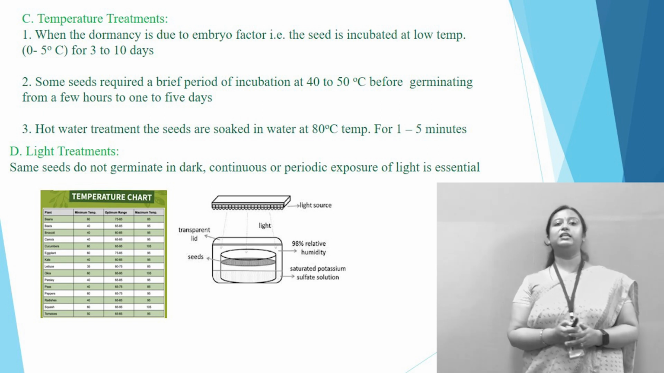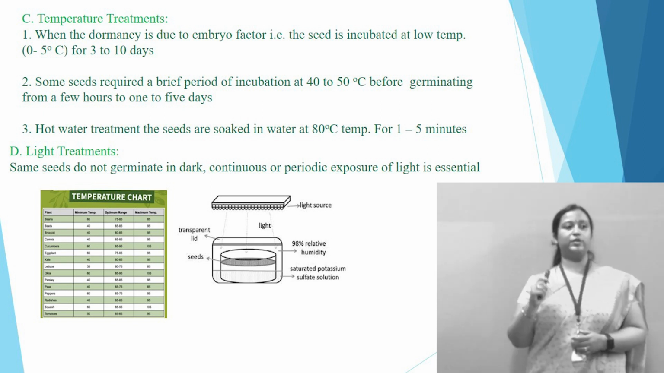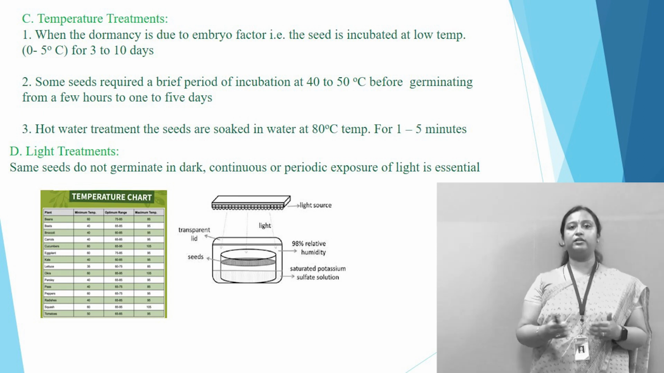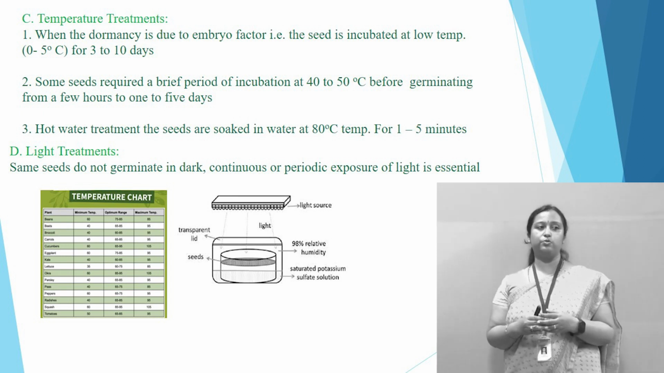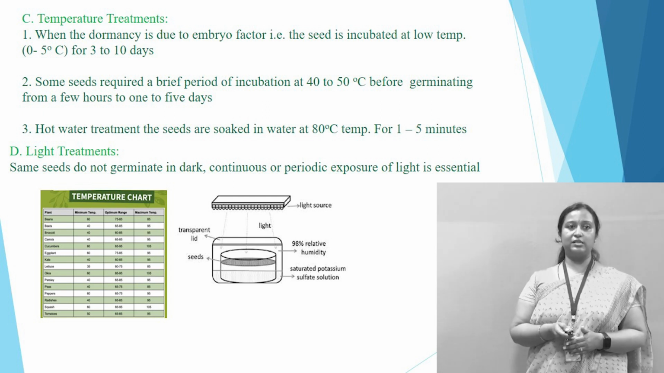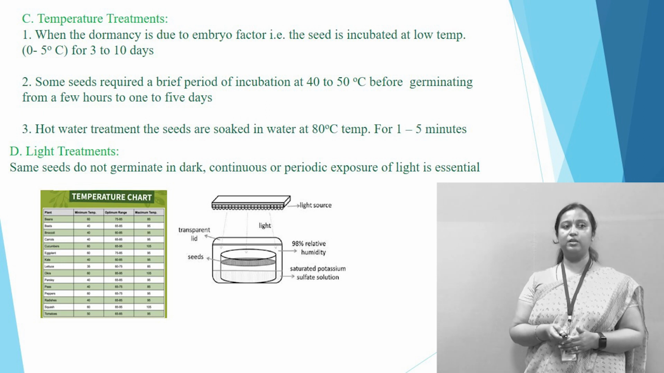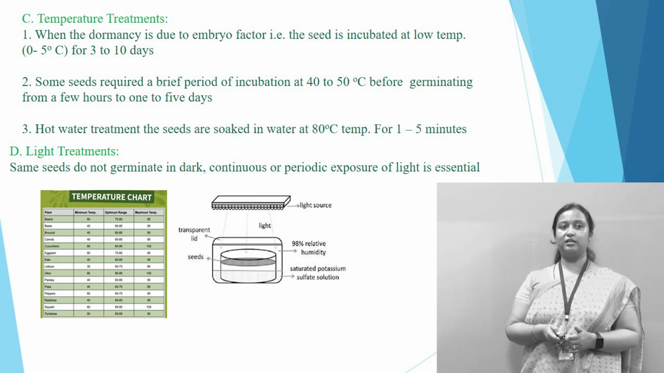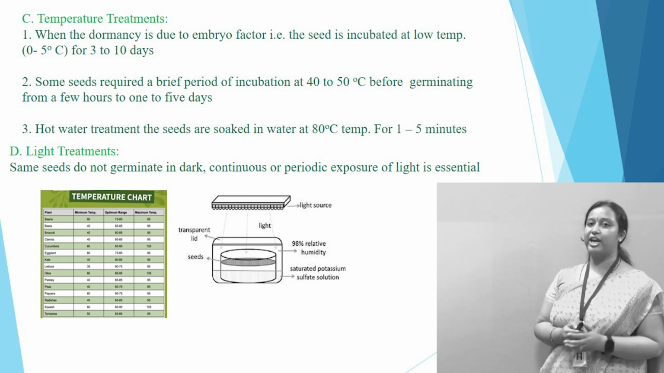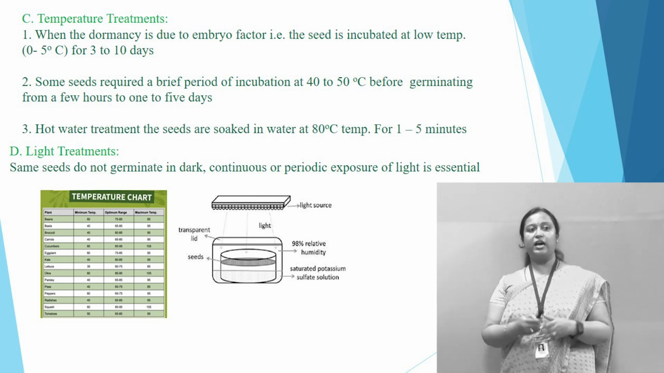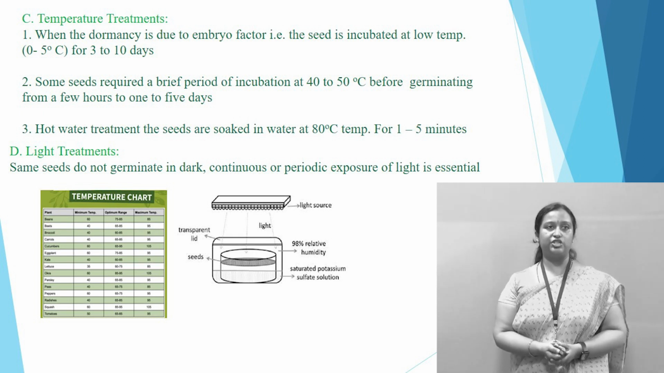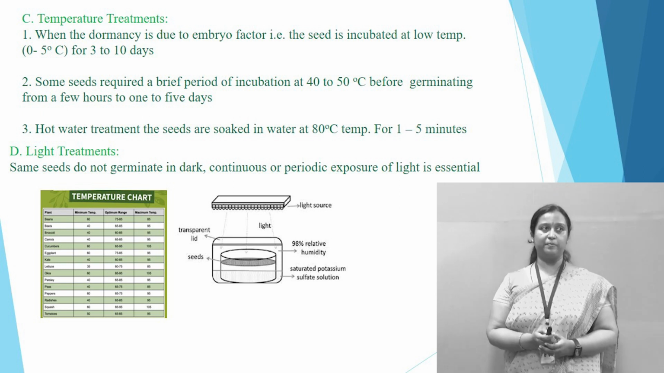Last one is light treatments. Some seeds do not germinate in dark conditions, and continuous or periodic exposure to light is essential. In this picture, you can see that there is a light source above the seed sample, and the seed sample is kept inside a glass chamber with a transparent glass lid, which has 98% humidity maintained inside. The seeds are spread in a saturated potassium sulfate solution, which initiates the germination process effectively.